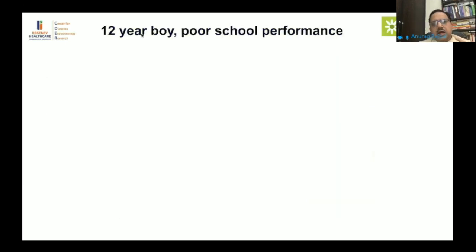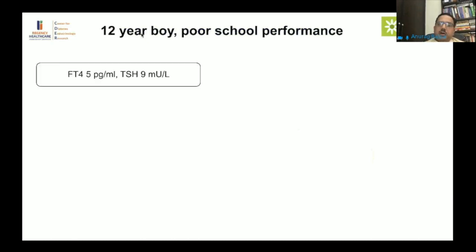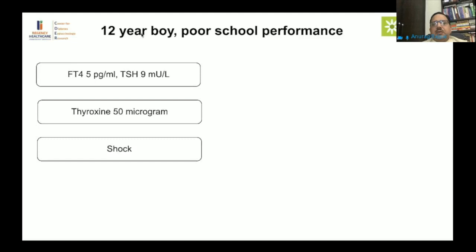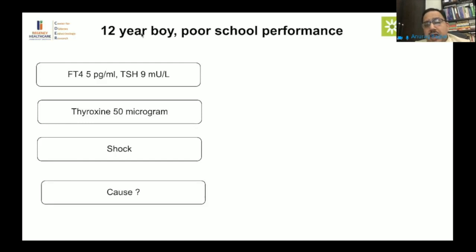Similarly, we had a case of a 12-year-old boy who presented with poor school performance, and this child was evaluated for hypothyroidism, and investigation showed a low free T4 level along with a TSH level of 9. So the treating physician made a diagnosis of hypothyroidism and started thyroxine. 2 weeks later, the child presented to our emergency with shock, and at that point of time, it was realized that this child was actually having features of adrenal insufficiency. And here comes the question as to what really happened.